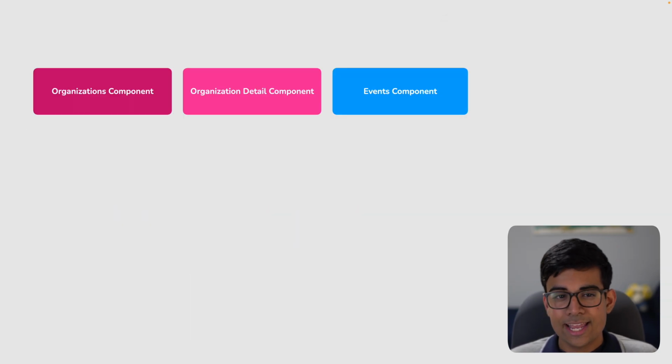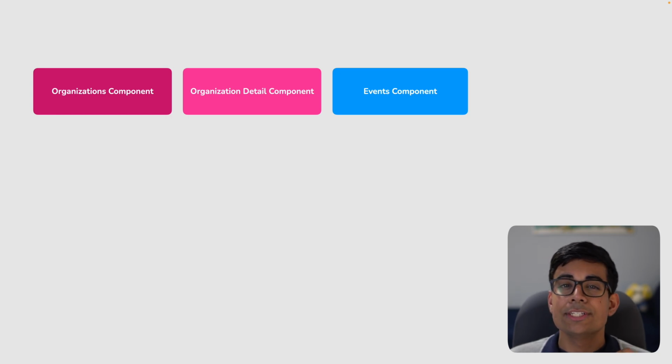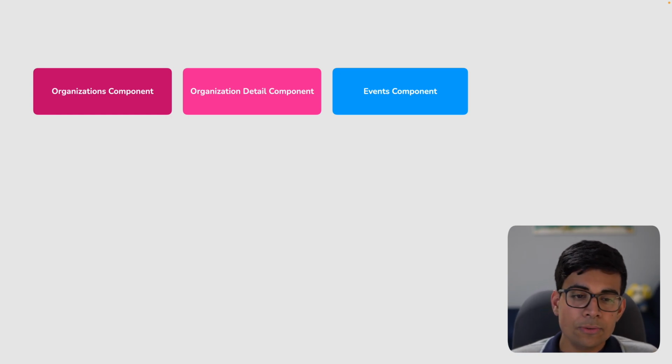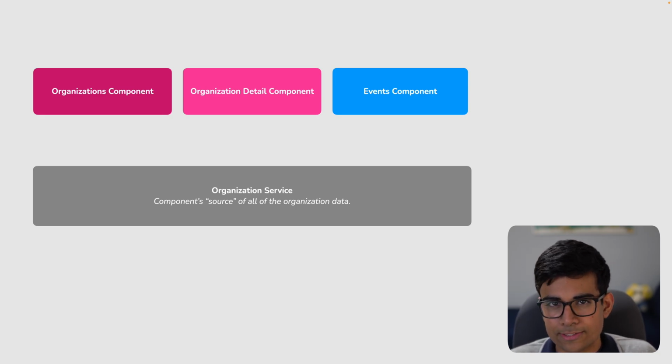Now, let's take an example here. As you can see, these are the three components that I just talked about: the organizations component, organization detail component, and the events component, right? These are three components that are completely separate, three separate pages at different URLs. However, they all access the same data source. And so let's add something called a service, right? Let's say this is the organization service. And our organization service sources all of the organization data to all of our components.